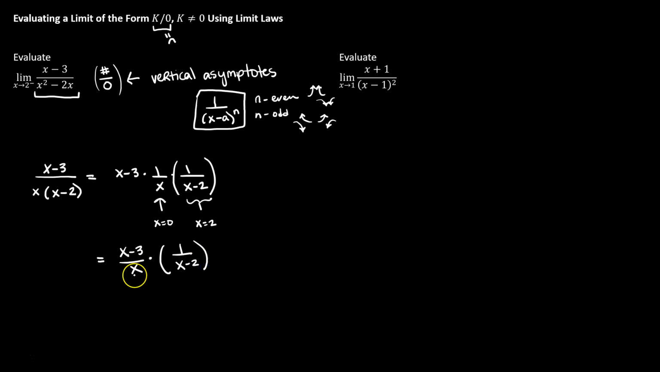Now, if I were to apply the limit to the function as it is now, when I plug 2 into this front factor, I have no problems at all. I get 2 minus 3 on top, which is minus 1, and I get 2 on bottom. No problem. But when I go to apply the limit to the second factor, I see that I have an asymptote, and I know that that's going to cause me to have an infinite limit. So now I need to figure out what type of infinite limit it is.